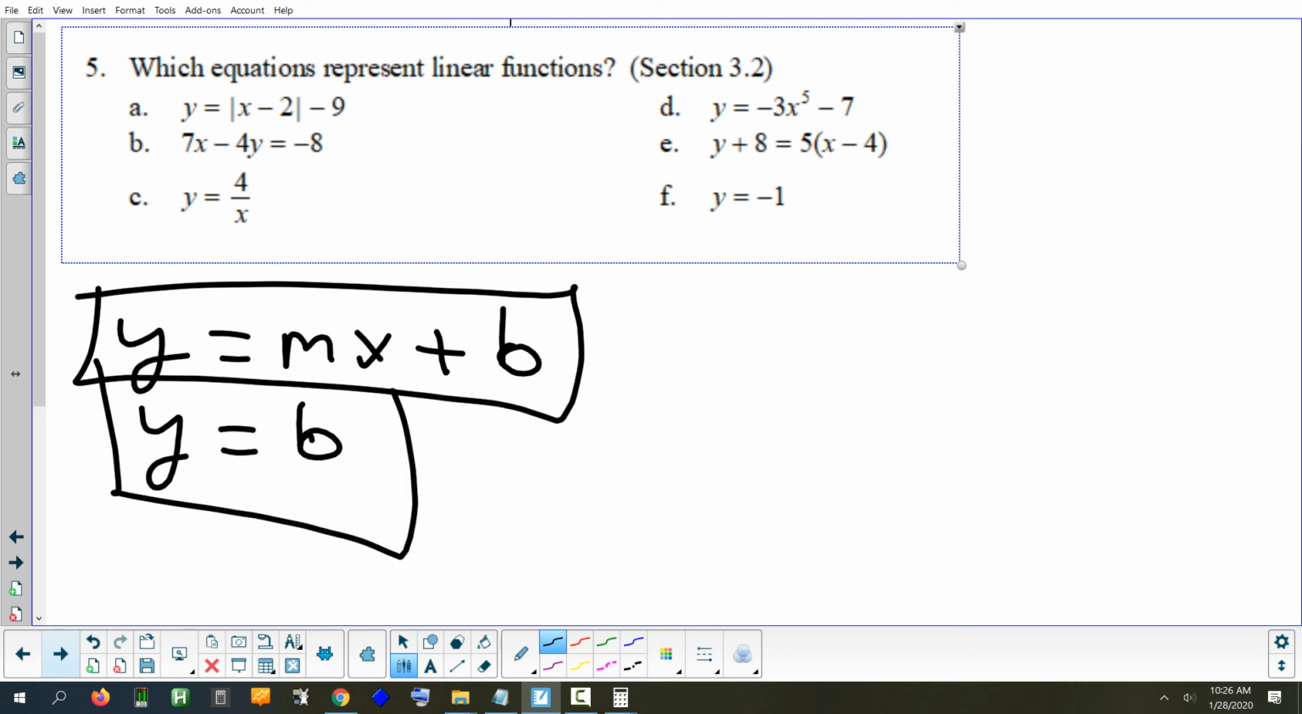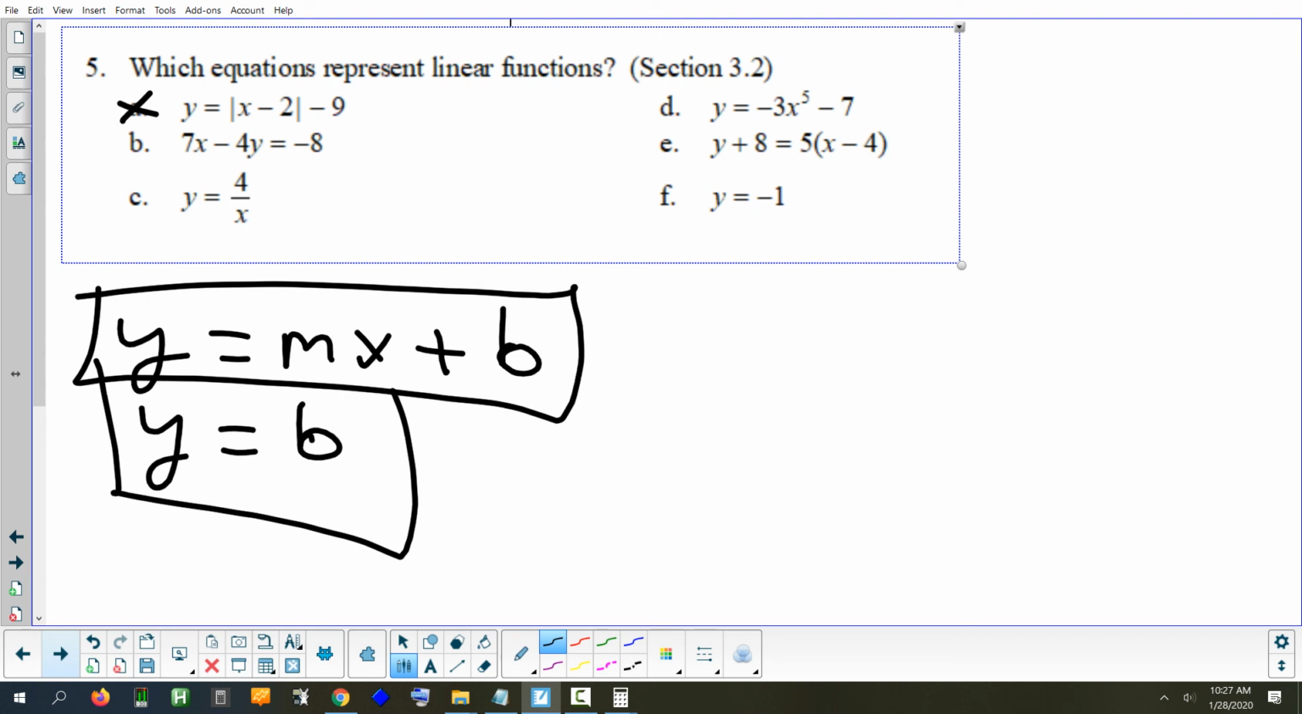So if it's mx plus b, then it's linear? Yep. Or if it can be rewritten so it's in y equals mx plus b. If you could rearrange it so that it would be. We did that when we had point slope. We took something in point slope and we used the distributive property to fix it.